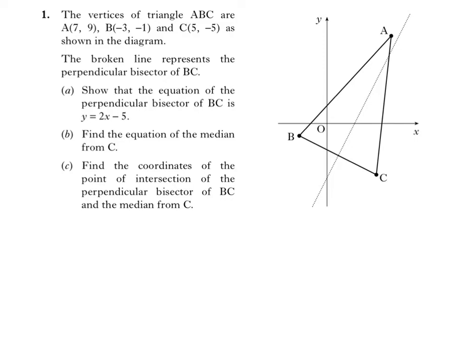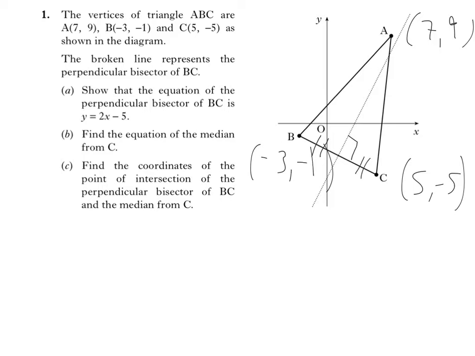Section 15, question 8. The vertices of triangle ABC are shown. So A is (7, 9), so I'll just put that in. B is (-3, -1). And C is (5, -5). The broken line represents the perpendicular bisector of BC. So I'm just going to fill in what that would look like then. It cuts perpendicular and it's a bisector, which means it cuts in the middle.